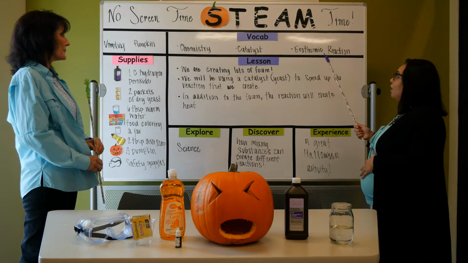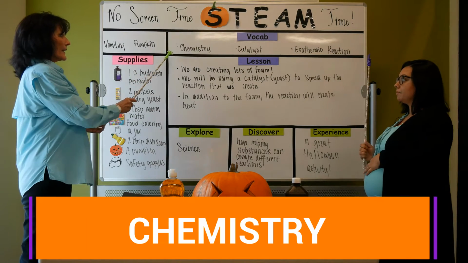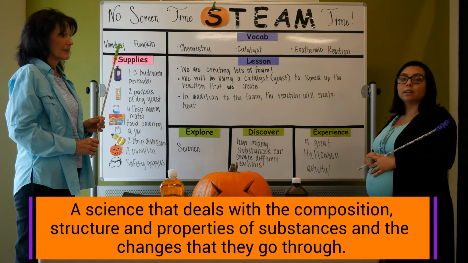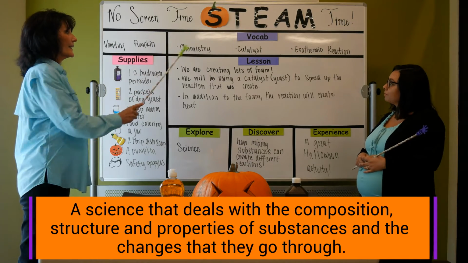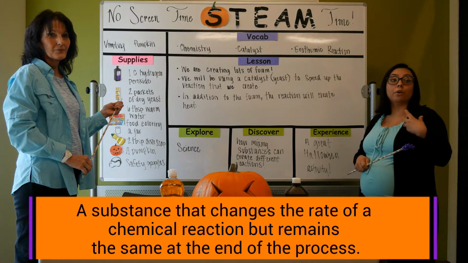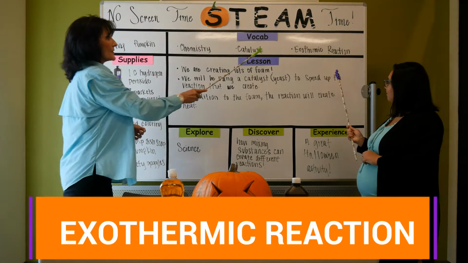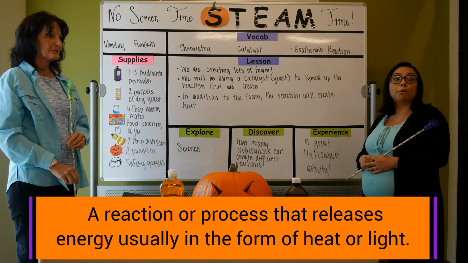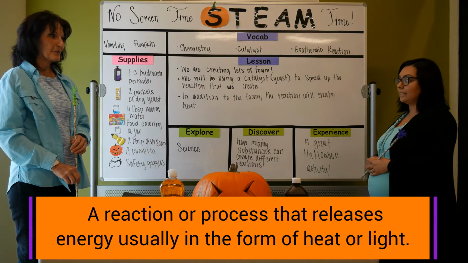And then also don't forget to be on the lookout for the following STEAM vocabulary, which are chemistry, which is a science that deals with the composition, structure, and properties of substances and the changes that they go through. Catalyst. A catalyst is a substance that changes the rate of a chemical reaction but remains the same at the end of the process. And exothermic reaction. So an exothermic reaction is a reaction or process that releases energy, usually in the form of heat or light.